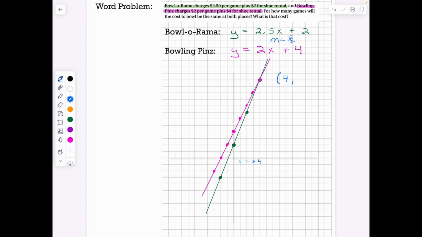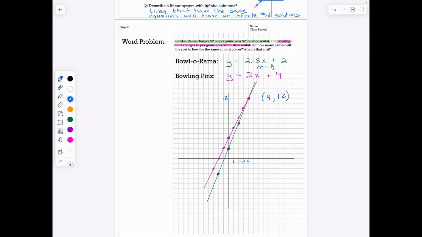And how much will it cost us? Well, I've got to go up the y-axis here. 1, 2, 3, 4, 5, 6, 7, 8, 9, 10, 11, 12. So if I play 4 games at either location, it's going to cost me $12. So if I've got $12 in my pocket, guess what? You can safely bowl 4 games at either location. So that's a pretty good deal.